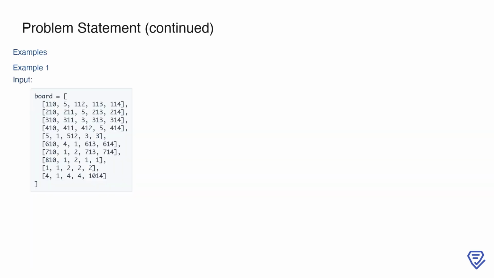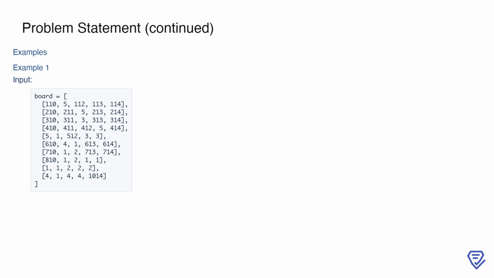Now, let's look at an example to understand the process better. Suppose we have the following input board. Each number in the grid represents a specific type of candy. For instance, the top left corner contains candy type 110, followed by candy type 5, and so on. The board has 10 rows and 5 columns.